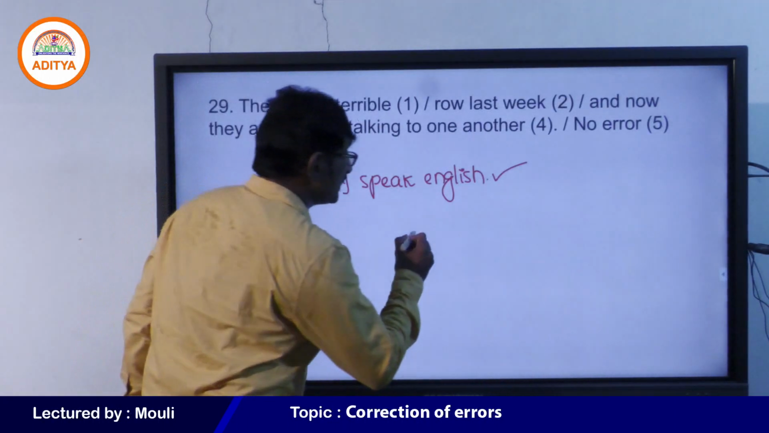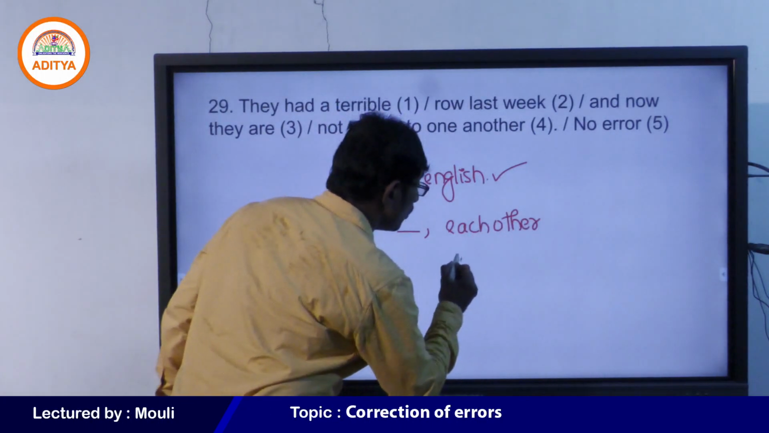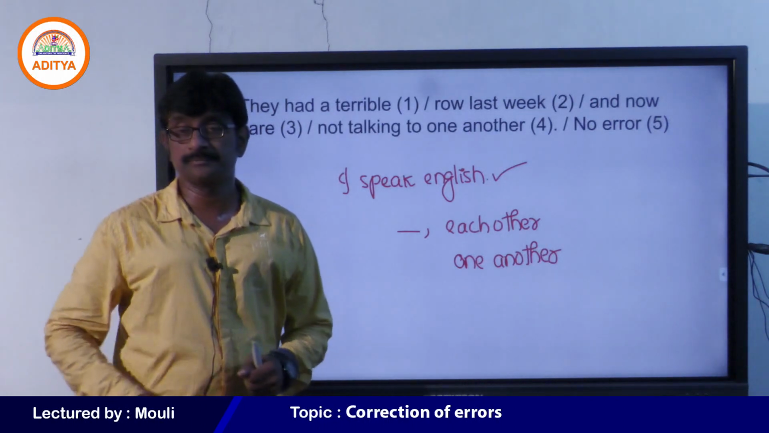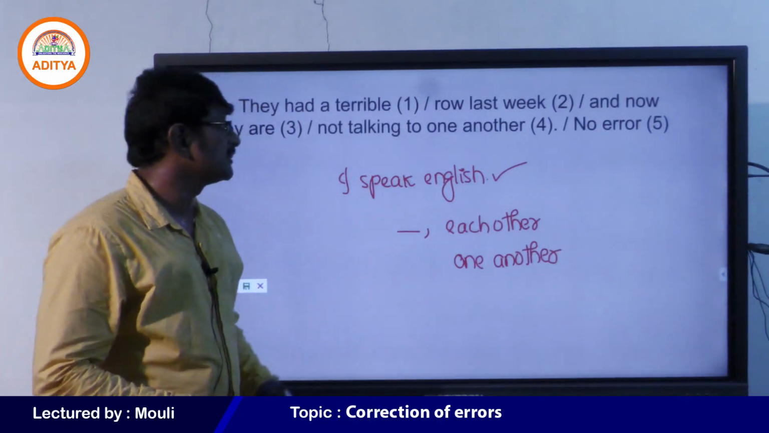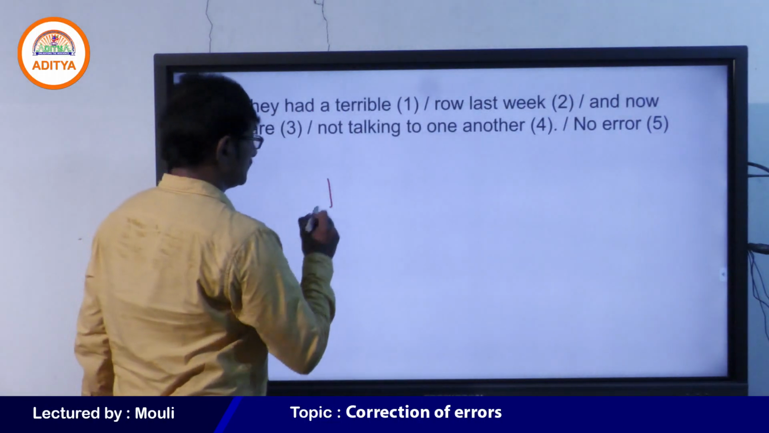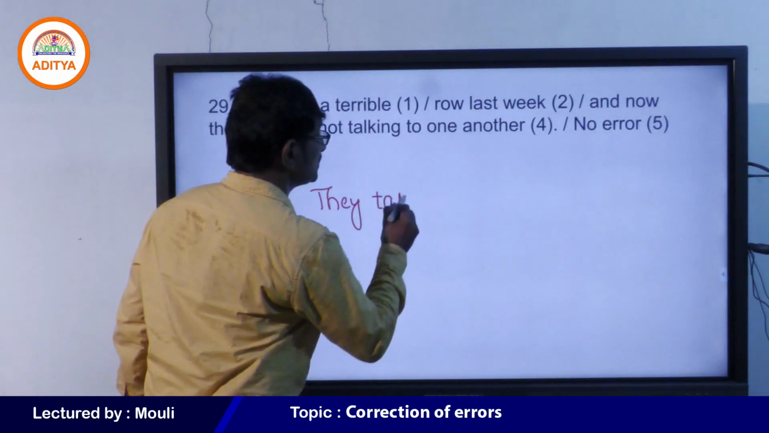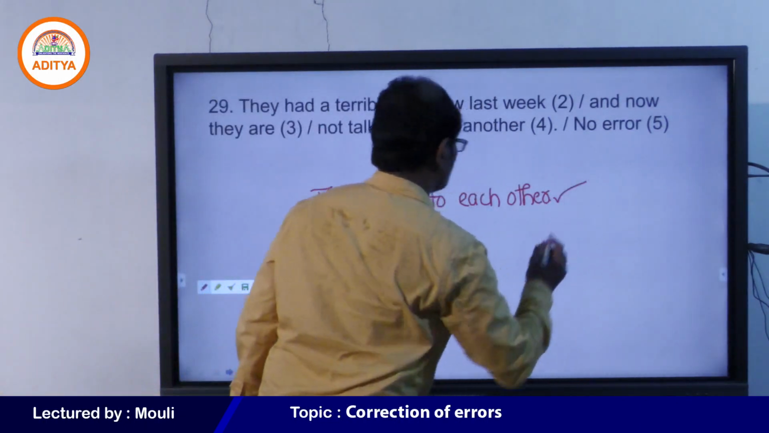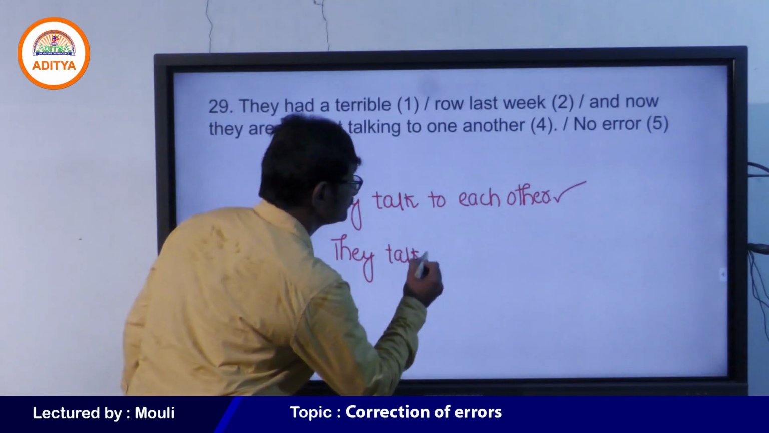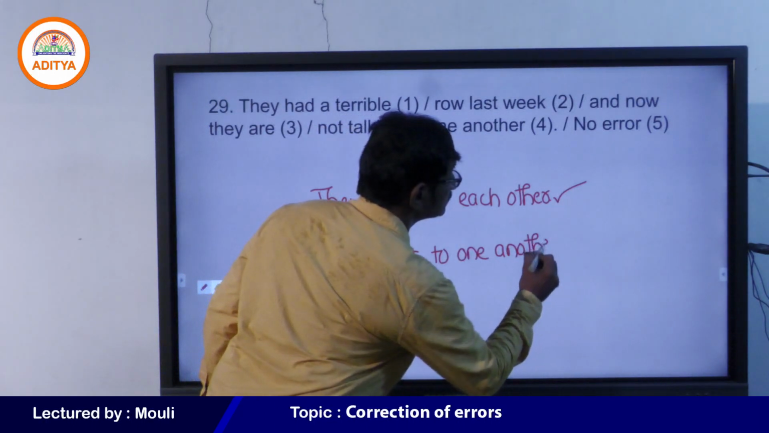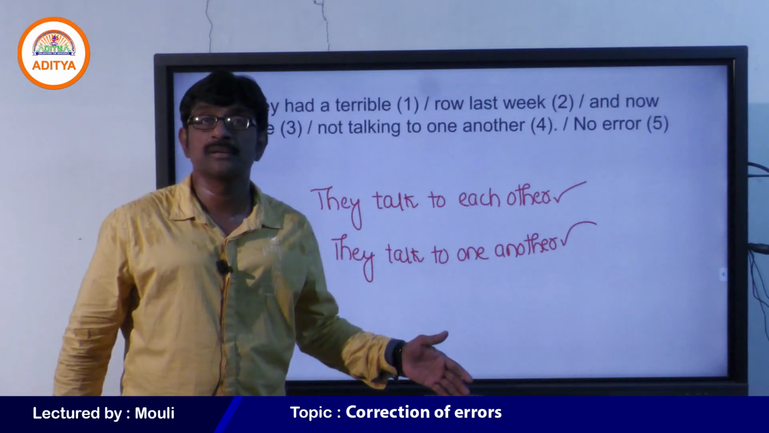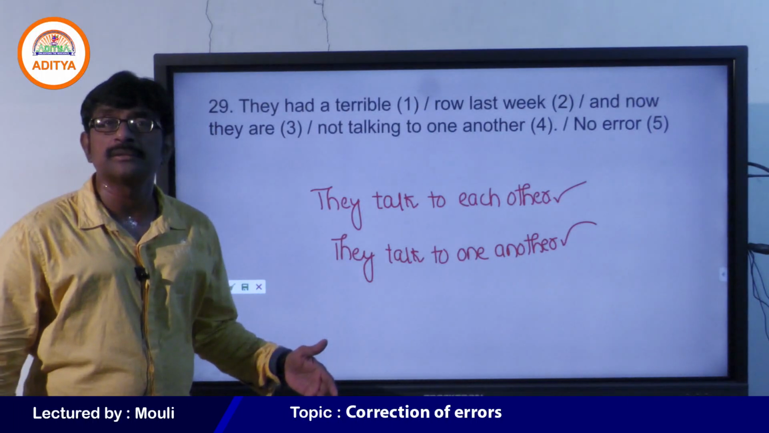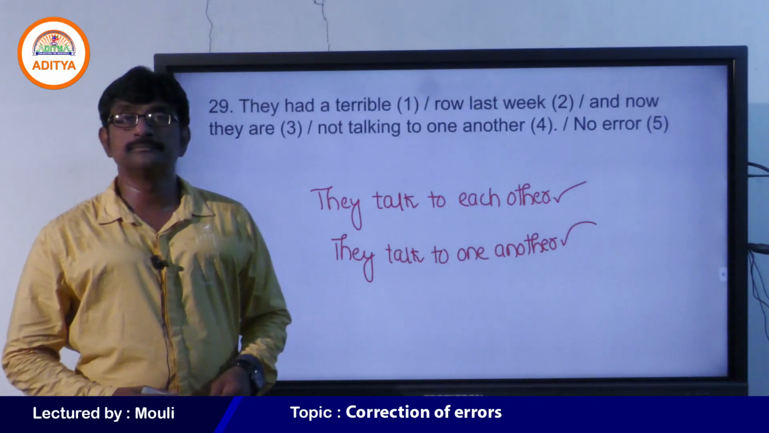Okay, students? But when we have each other and one another, what will come there? Talk will come, like they talk to each other. They talk to each other is correct. Even we can write they talk to one another. These two: they talk to each other, they talk to one another.